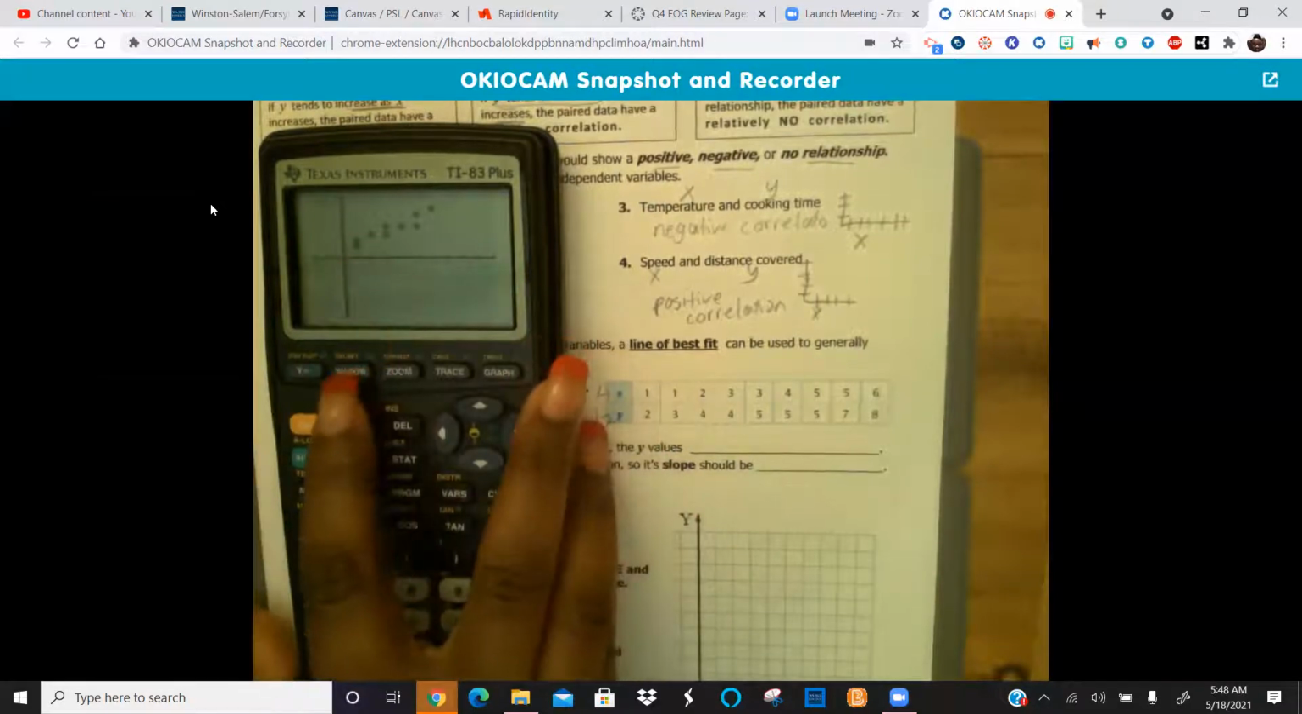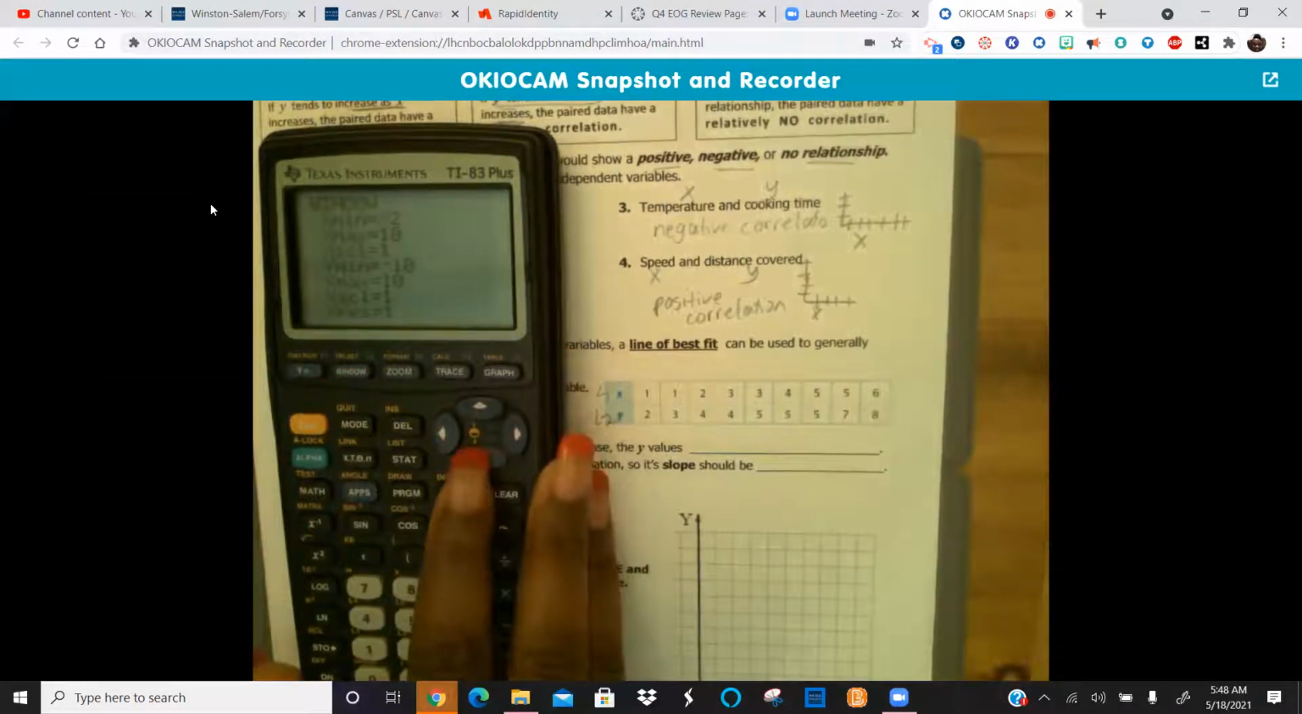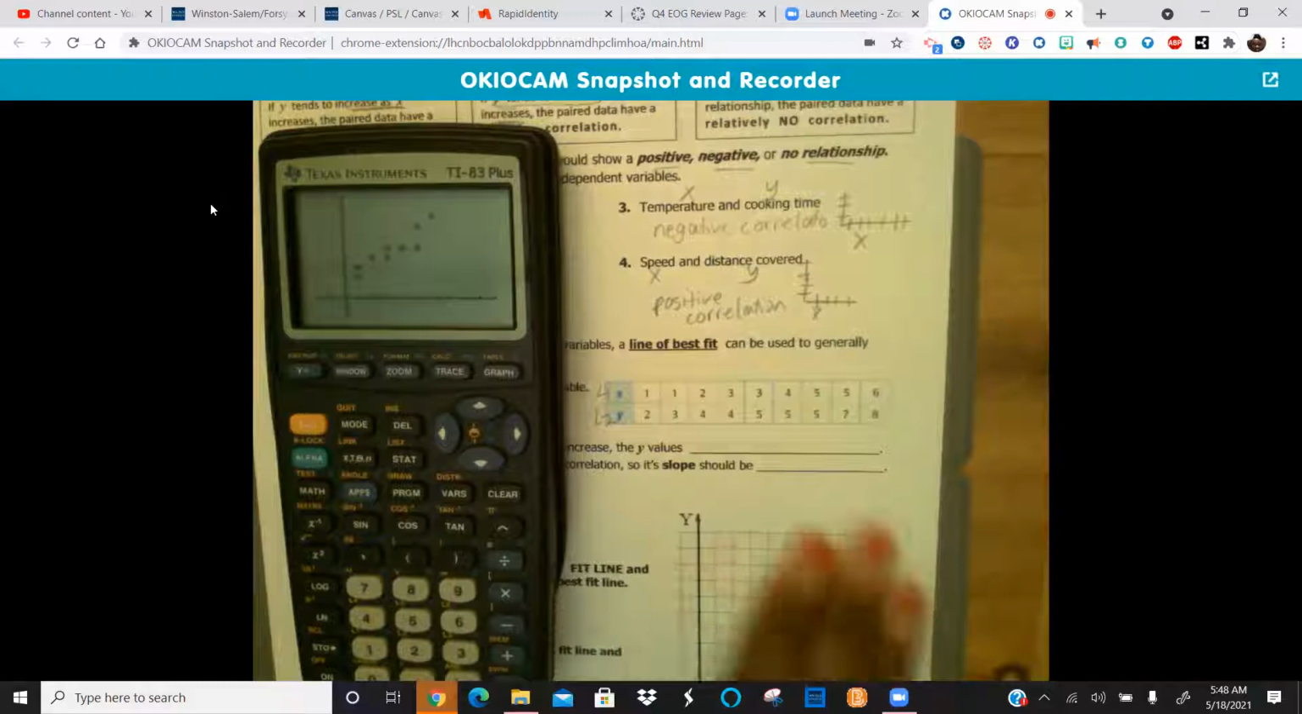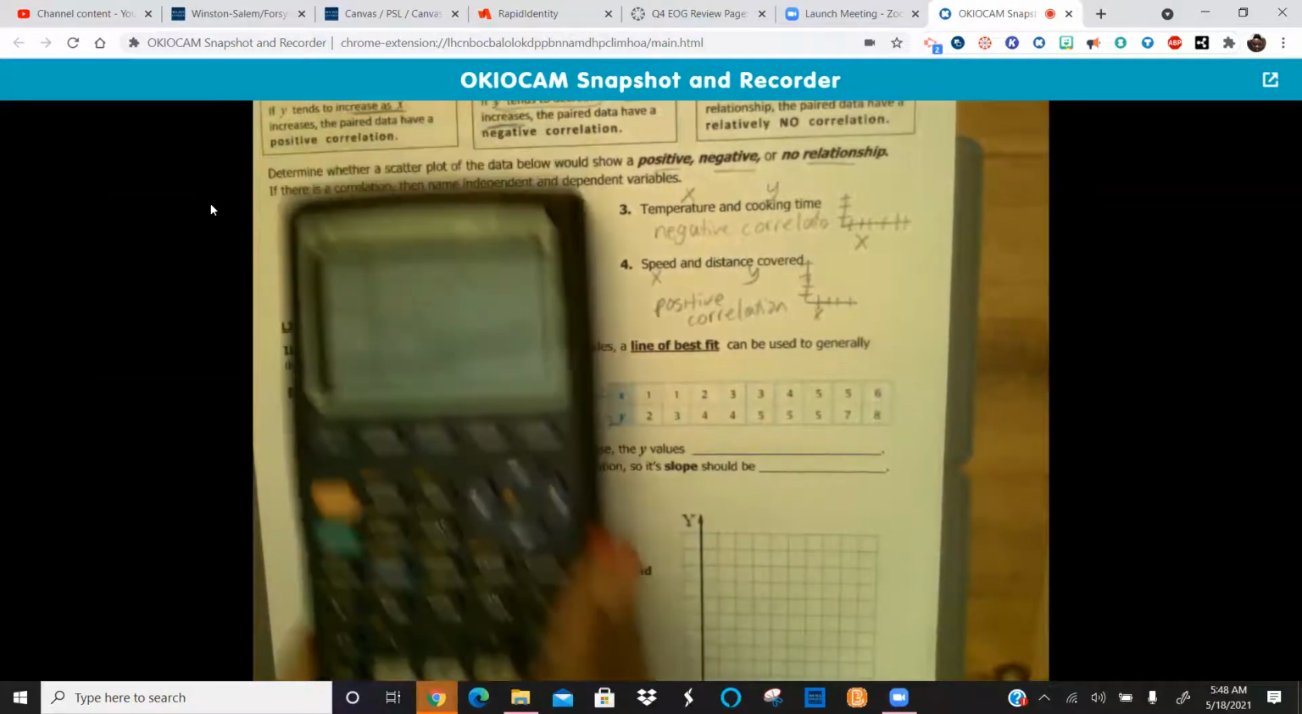I said the wrong thing. I said down, sorry. And then let's go to Y. Instead of going down -10, let's not go down so far. There you go. Okay. All right. So it kind of looks like this graph over here. Okay. So now I have a scatter plot.